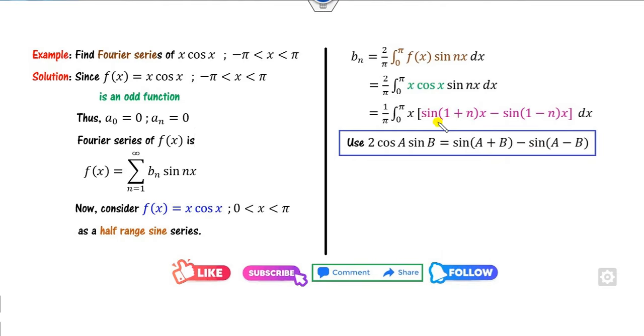You all know 2 cos A sin B is sin(A plus B) minus sin(A minus B). Now how can you solve this? Now it's an integration. Either you can integrate by parts, or you remember my last lectures on the integration. How can you solve this? I can write this function, one term is my polynomial and the other term is this.